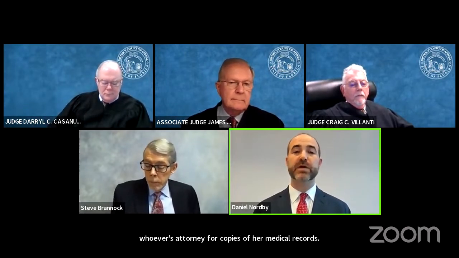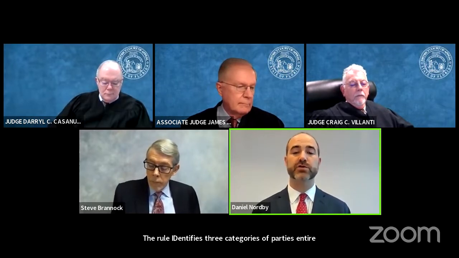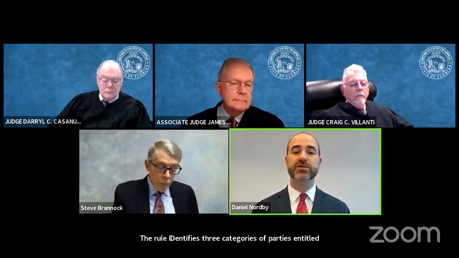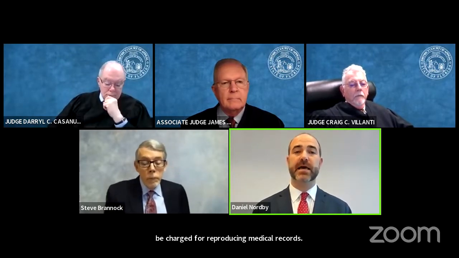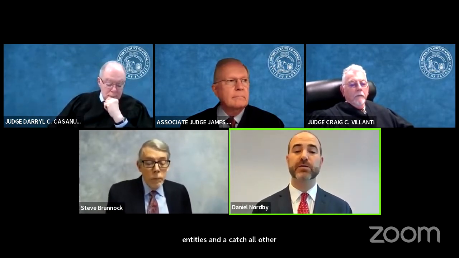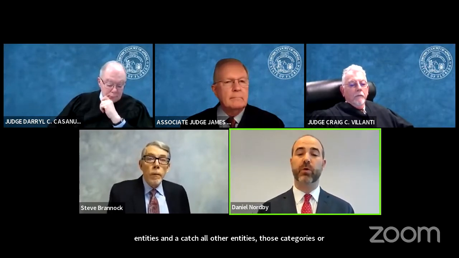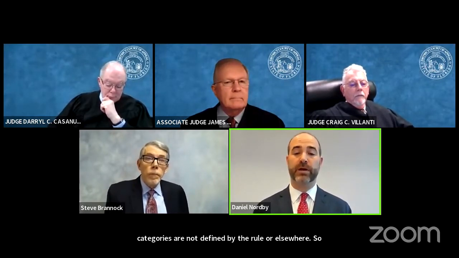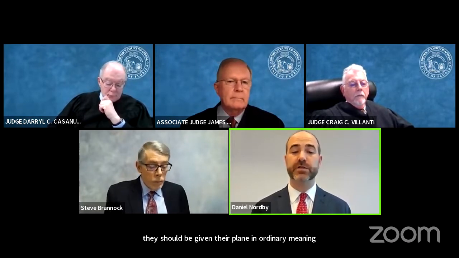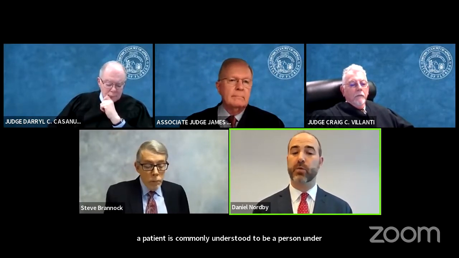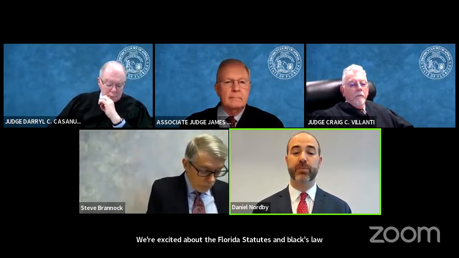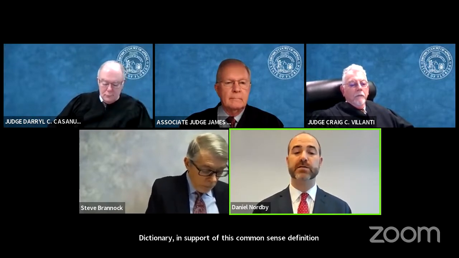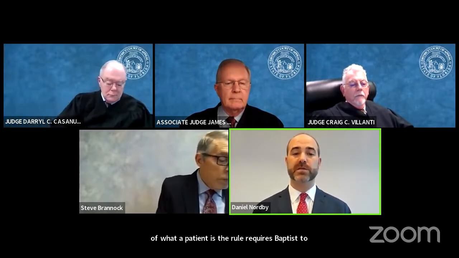The rule identifies three categories of parties entitled to request a patient's medical records and the associated amounts that each category of requesters may be charged for reproducing medical records. The categories in the rule are patients, government entities, and a catch-all, other entities. Those categories are not defined by the rule or elsewhere, so they should be given their plain and ordinary meaning. A patient is commonly understood to be a person under medical or psychiatric care. We've cited both the Florida statutes and Black's Law Dictionary in support of this common sense definition of what a patient is. The rule requires Bactus to charge a lower rate when medical records are requested by a patient.